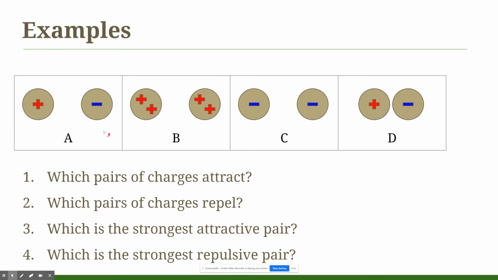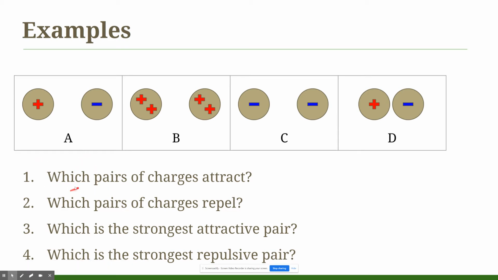So here we look at a couple examples. You can think to yourself for a second, answer these 4 questions. You can pause the video here and just think. Here in A, we have a positive and a negative charge. Here in B, we have 2 positives and 2 positives. C, negative, negative. D, closer together, positive and negative. So think to yourself for a second, answer those questions. You can pause the video here.